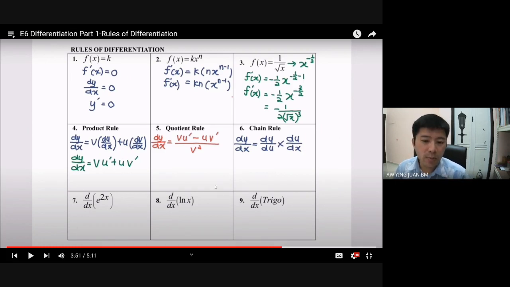Seterusnya, benda yang mungkin baru kepada anda iaitu exponential function, kemudian kita ada ln, and then kita ada trigo. Okay? So ingat macam mana beza dia exponential function dengan polynomial, iaitu nombor 2 dengan nombor 7. Beza dia adalah kalau nombor 2 dia punya base adalah variable, power dia adalah constant. Kalau untuk number 7, dia punya base adalah constant, and then dia punya power adalah variable. Kita tengok secara ringkas macam mana kita nak deal with 7, 8 and 9.